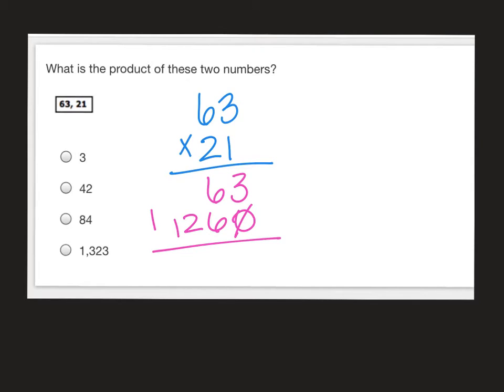And then your very last step is to add those two together to get your final product. 3 plus 0 is 3. 6 and 6 is 12. Carry that 1. 1 and 2 gives you 3. And bring down your 1. So 1,323 is your answer for that one.